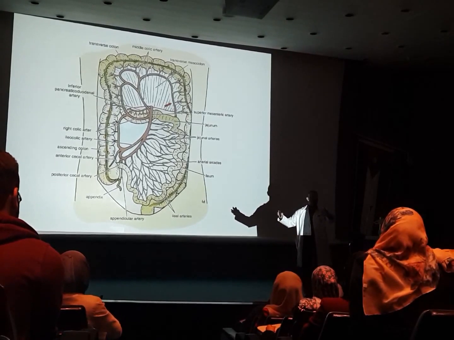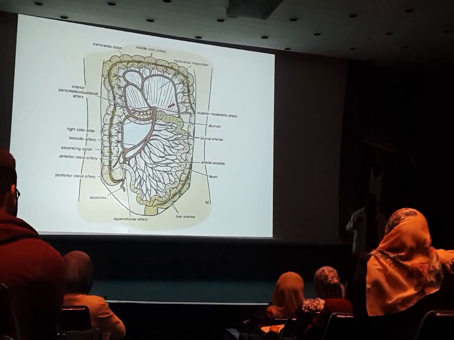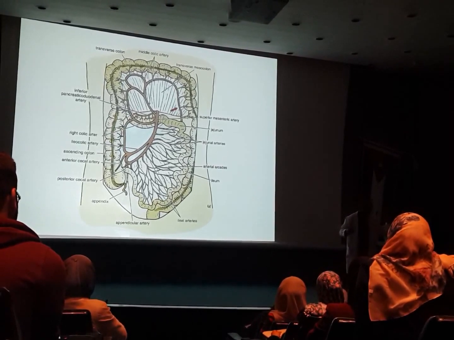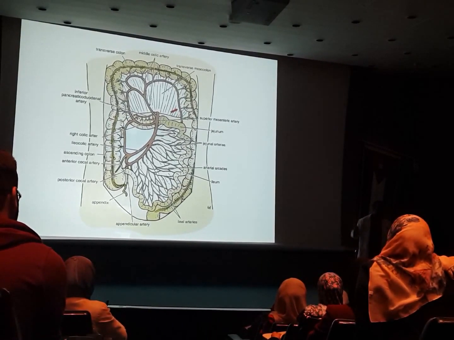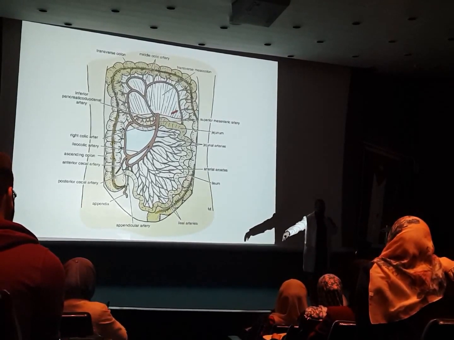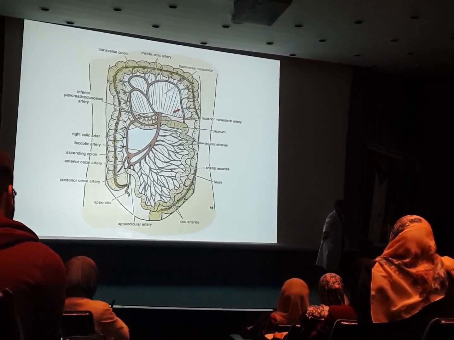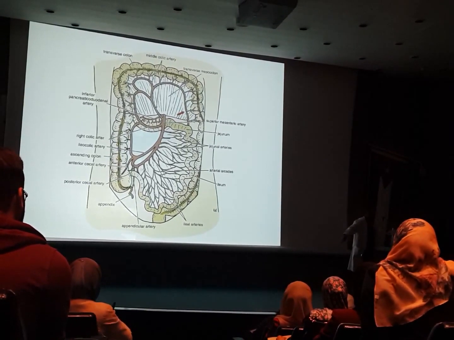One of these two will give a branch to the appendix. I would call it the appendicular artery. Which one you think? Posterior. Why? Because of the position of the appendix. It's retrocecal. So the posterior cecal will give the appendicular artery. Okay? Clear? It came last year, and I won't ask it this year.